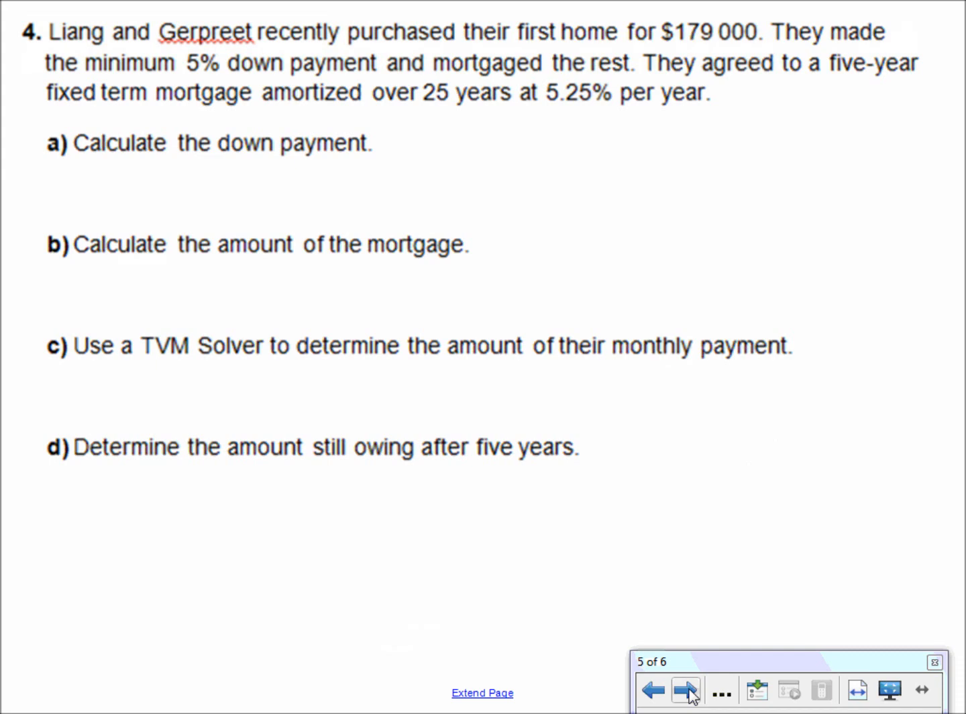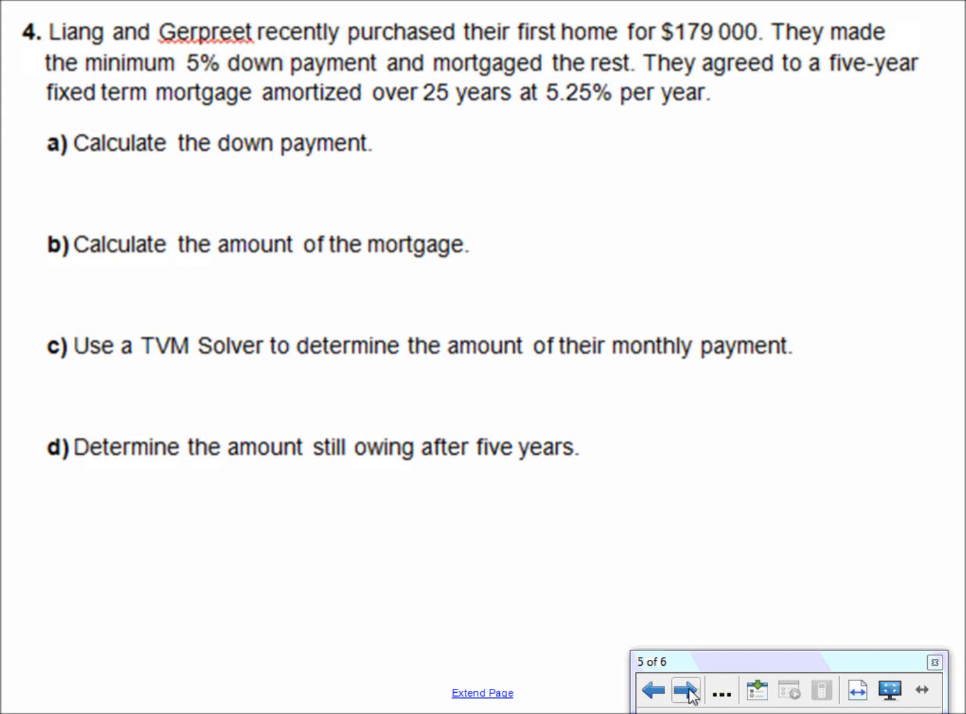Ling and Griffith recently purchased their first home for $179,000. They made a minimum down payment of 5% and mortgaged the rest. They agreed to a 5-year fixed-term mortgage amortized over 25 years at 5.25% per year. Calculate the down payment.